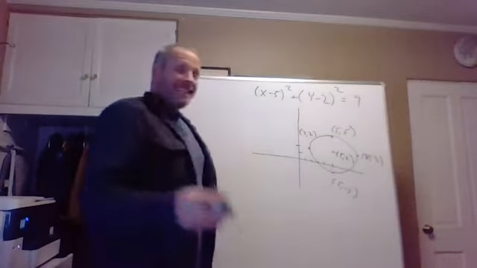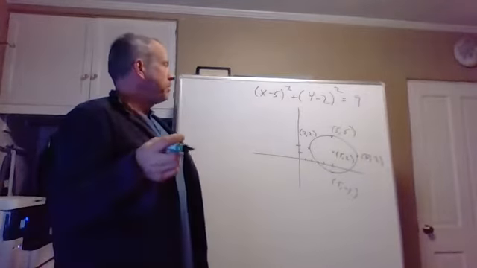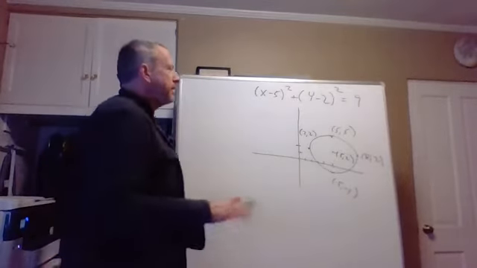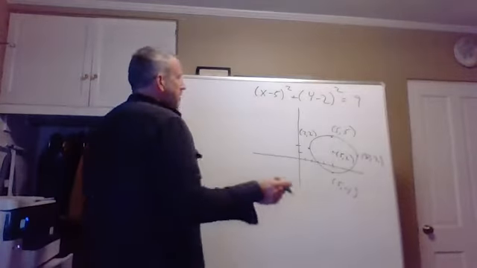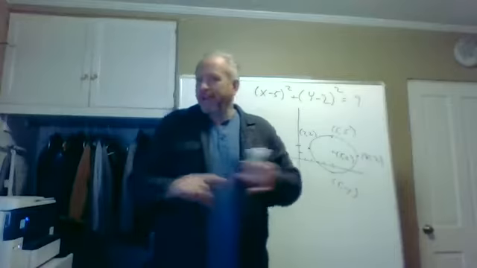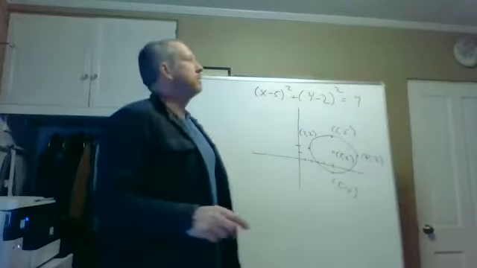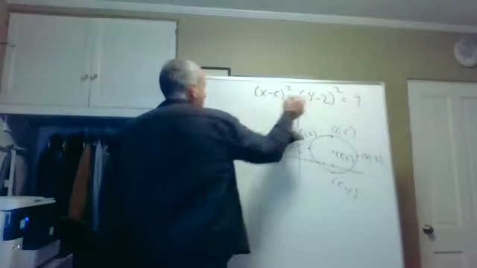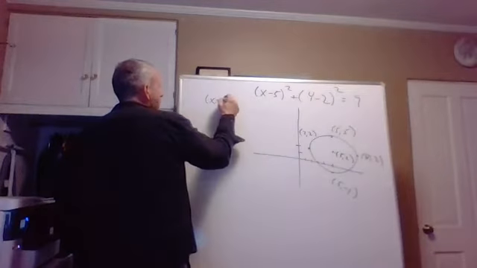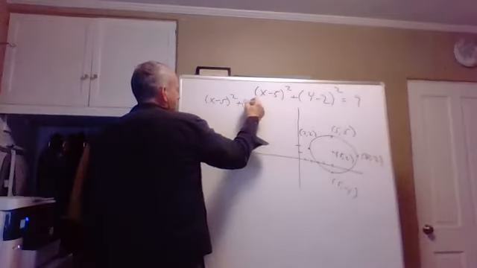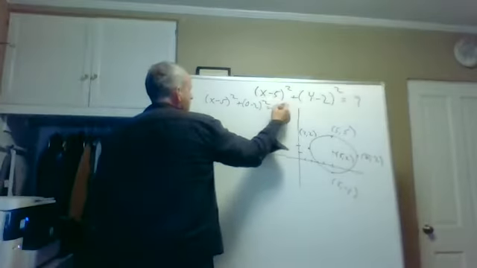One thing you notice, it is clear in this case from the picture there's no y-intercept. So we don't have to worry about finding y-intercepts. But let's find the x-intercepts. How do you find x-intercepts for any graph? You set y equal to 0. So let's set y equal to 0 right here, and we'll get x minus 5 squared plus 0 minus 2 squared equals 9.